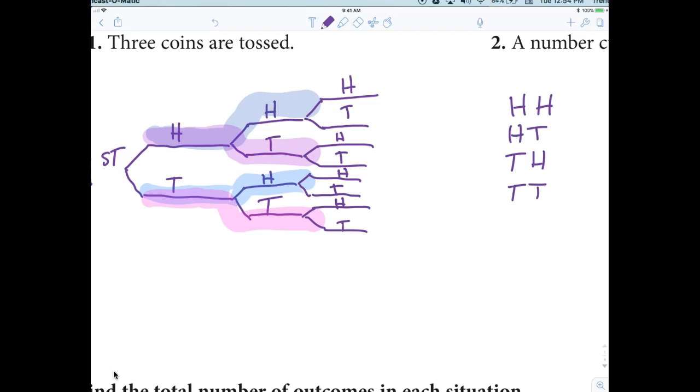Now, you're going to flip a coin and tails are going to come up. So your choices are what? T, H, H. Or T, H, T. Or T, T, H. Or T, T, T. That's what I'm trying to get at, guys. That's how people organize. All right?